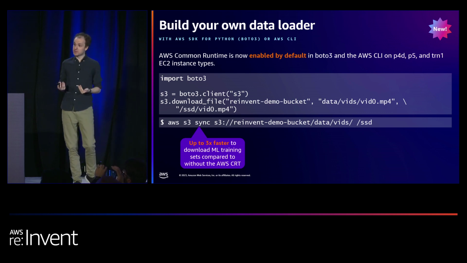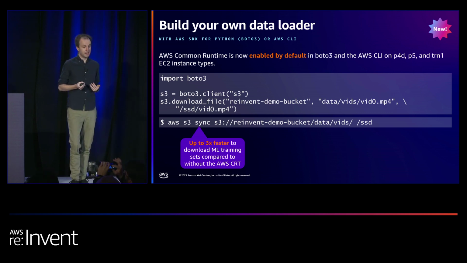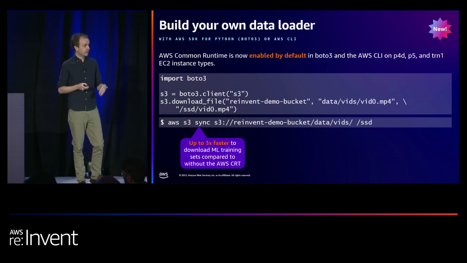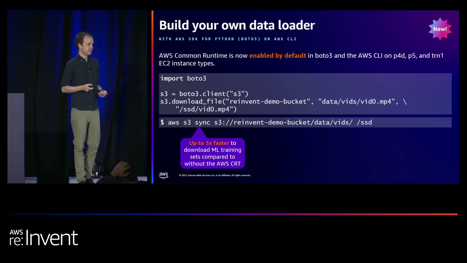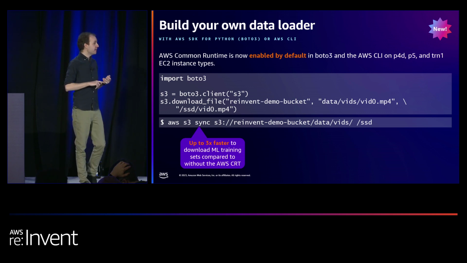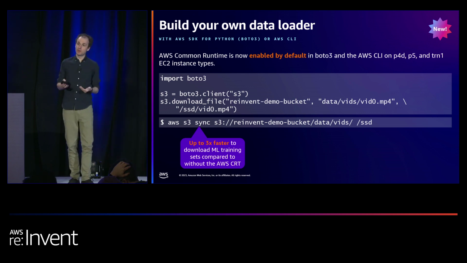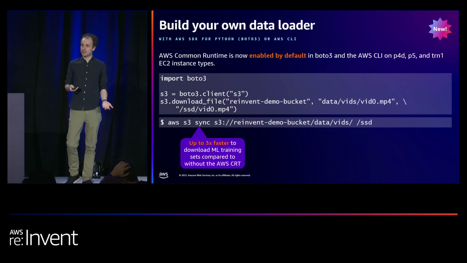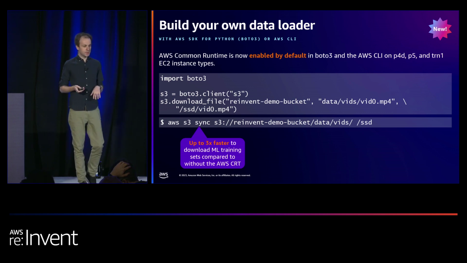And so this week we also announced that AWS Common Runtime is now enabled by default for S3 transfers in Boto 3 and the CLI when running on ML training instances. That's P4D, P5, and TRN1. It's also available as an opt-in on any other instance type. What that means is that you can now get access to the same CRT-based throughput that I've been showing you from your applications directly, even if you're not using one of our higher-level tools.